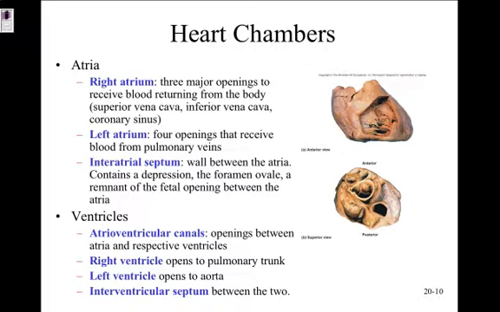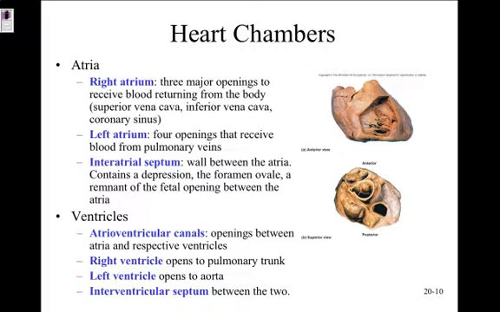There's the superior vena cava, which is coming from the top side, the inferior vena cava, coming from the inferior side, and then the coronary sinus. Remember when we looked at the coronary circulation, there was that large round thing on the back side of the heart that opens into the right atrium and brings in the deoxygenated blood. The left atrium receives blood from the pulmonary veins, and there are 4 openings there.